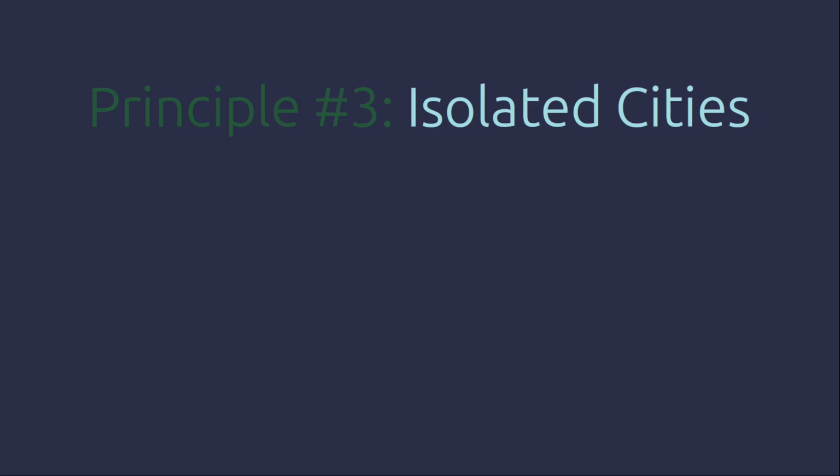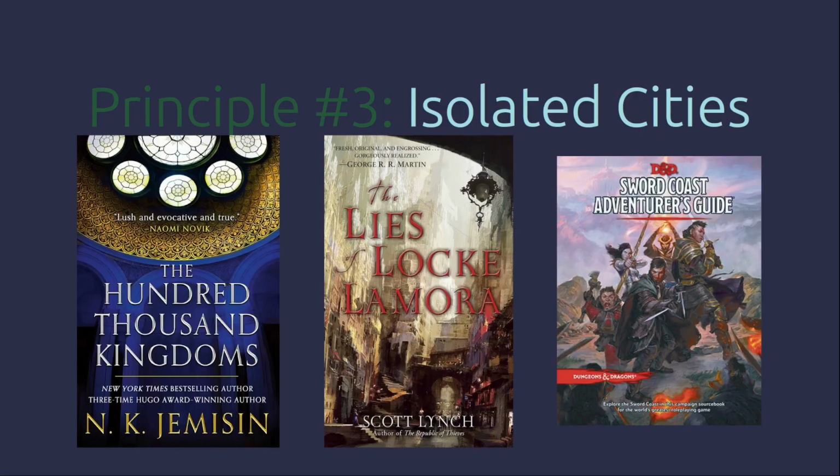The third and final principle is that we generally want to have some large isolated cities somewhere on the map. Some settlements of meaningful size should be spatially separate from the rest of the settlements. And this one doesn't really have a real-world analog.